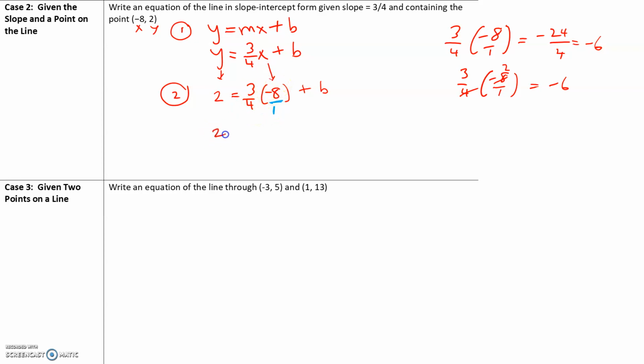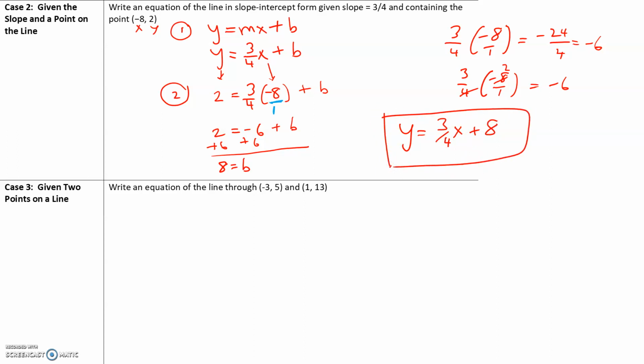We get 2 equals -6 plus b. And then if we add 6 to each side, we end up with 8 equals b. That is our y-intercept. So our entire equation is y equals 3 over 4x plus 8.